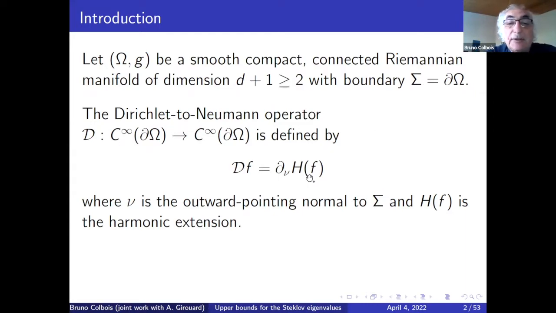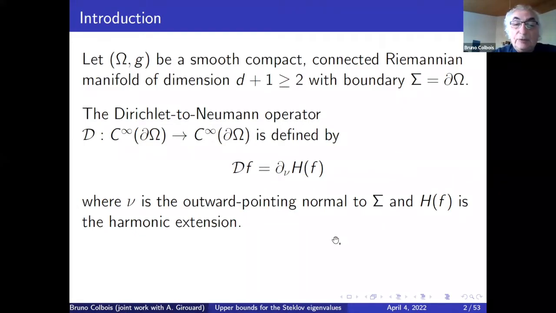You take a function f on the boundary. You take the harmonic extension h of f, and you take the normal derivative along the boundary of this harmonic extension, and so it gives you a new function on the boundary. So we get a pseudo-differential operator from the boundary to itself.